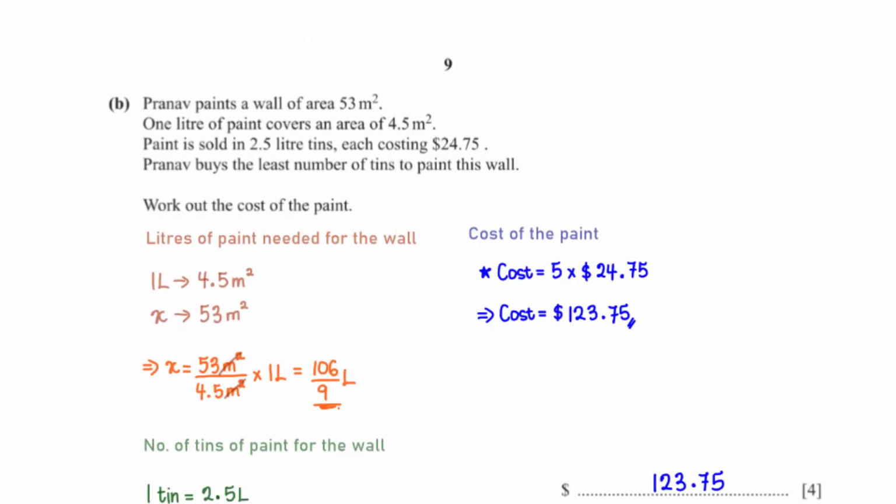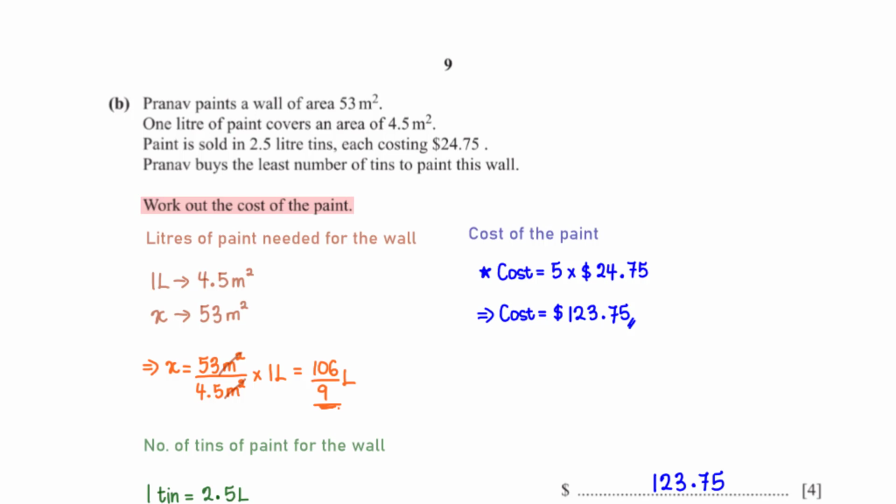Pranav paints a wall of area 53 meters squared. 1 liter of paint covers an area of 4.5 meters squared. Paint is sold in 2.5 liter tins, each costing $24.75. Pranav buys the least number of tins to paint this wall. Work out the cost of the paint.